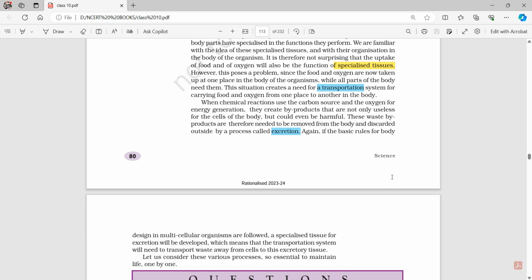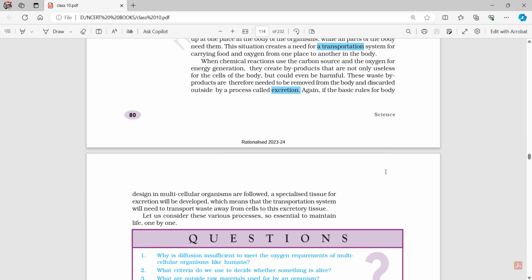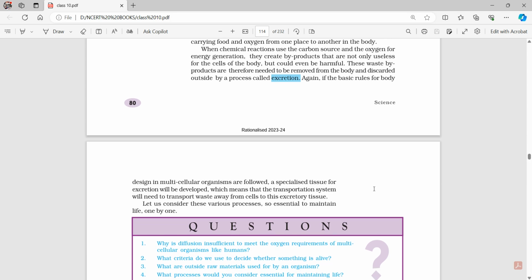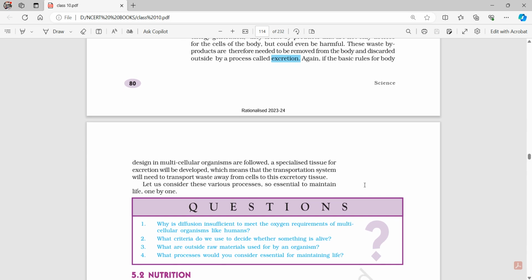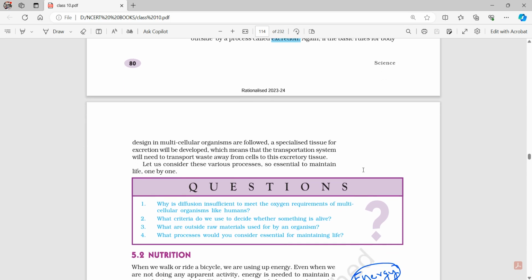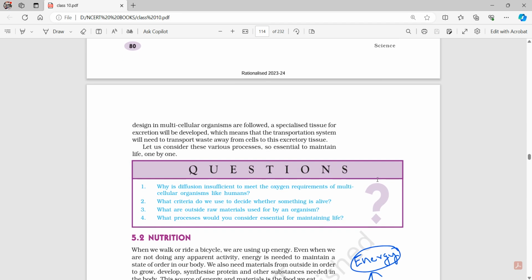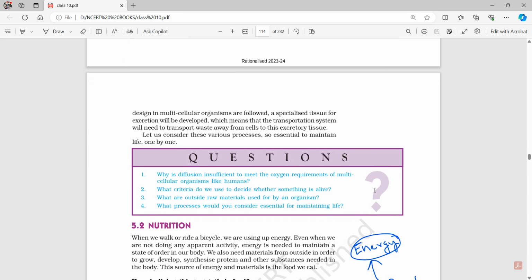Again, if the basic rules for body design in multicellular organisms are followed, a specialized tissue for excretion will be developed, which means that the transportation system will need to transport waste away from cells to this excretory tissue. Let us consider these various processes so essential to maintain life one by one.